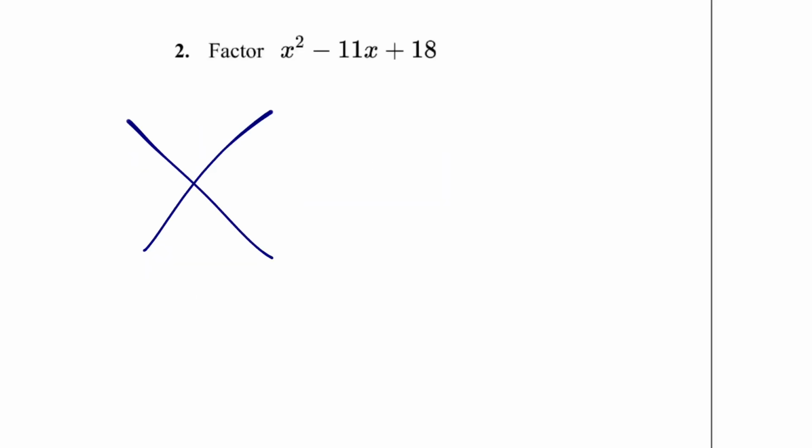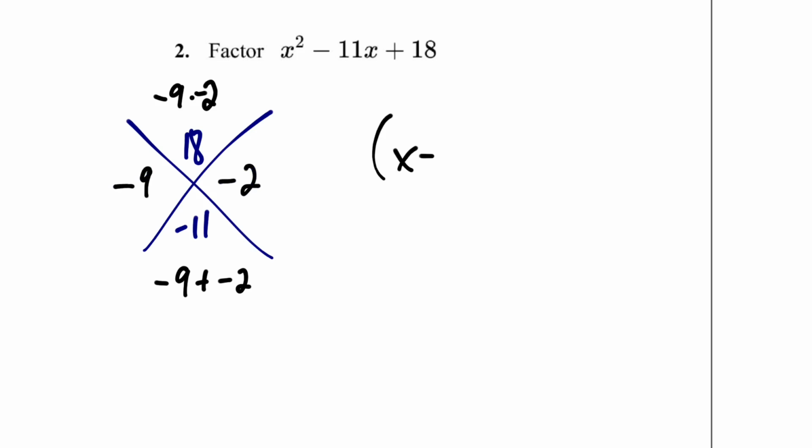Let's try this again. 18 on top, negative 11 on bottom. So if I look at negative 9 times negative 2 and negative 9 plus negative 2, those are the two answers that fit this math riddle. I write my answer like this, and I'm good to go.